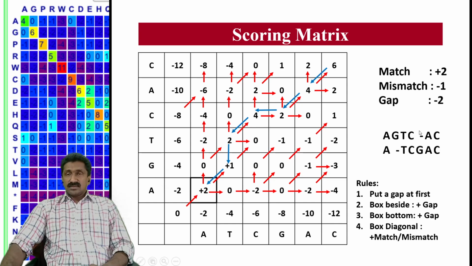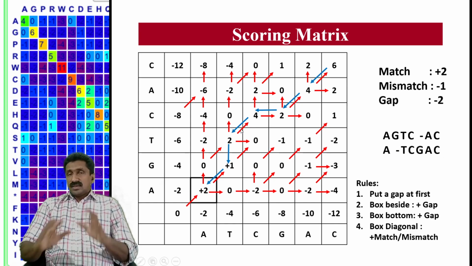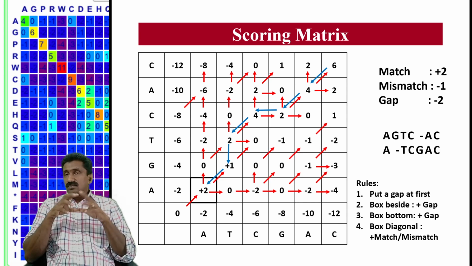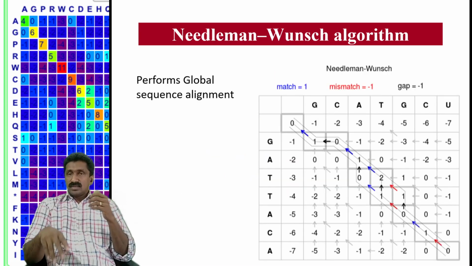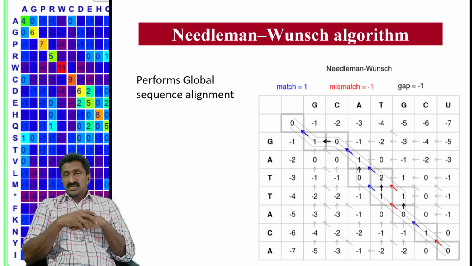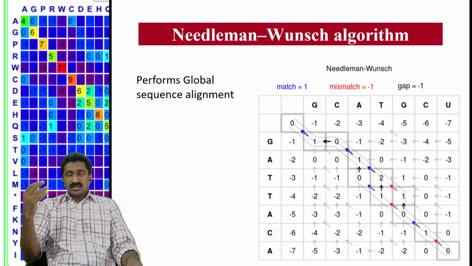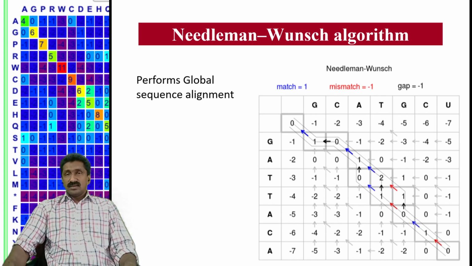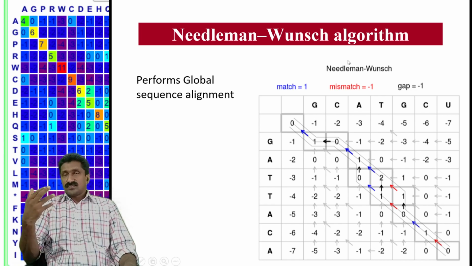horizontally, you will insert a gap in the first sequence. And if you are moving vertically, then you will insert a gap in the second sequence at that position. And this is how the program scores the matrix and aligns the sequence. In this example, we are using arbitrary values: a match is assigned 1, a mismatch is -1, and a gap is -1. The score assigned may vary from matrix to matrix.